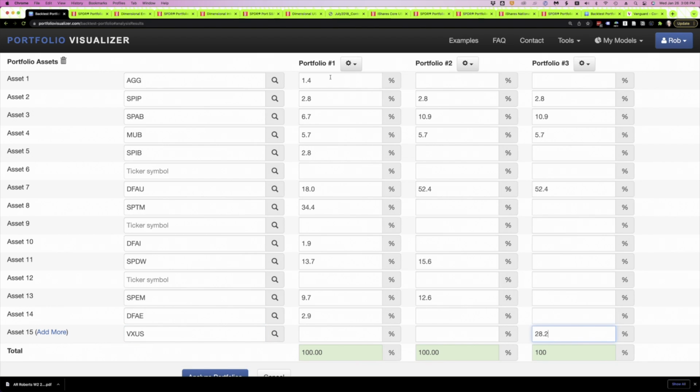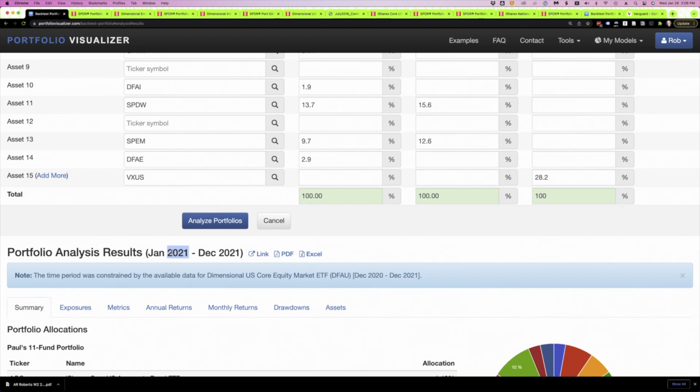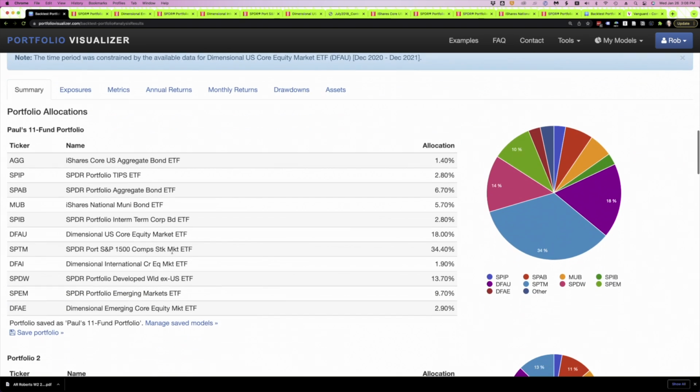So the first one, he starts with 11 funds. I reduce it down to 6, then I reduce it down to 5. We could probably reduce it further with these bonds if we knew more. And I ran the analysis. Now, unfortunately, it only goes back to 2021 because all these dimensional funds are brand new. So we've only got 1 year of data, which really isn't all that helpful.